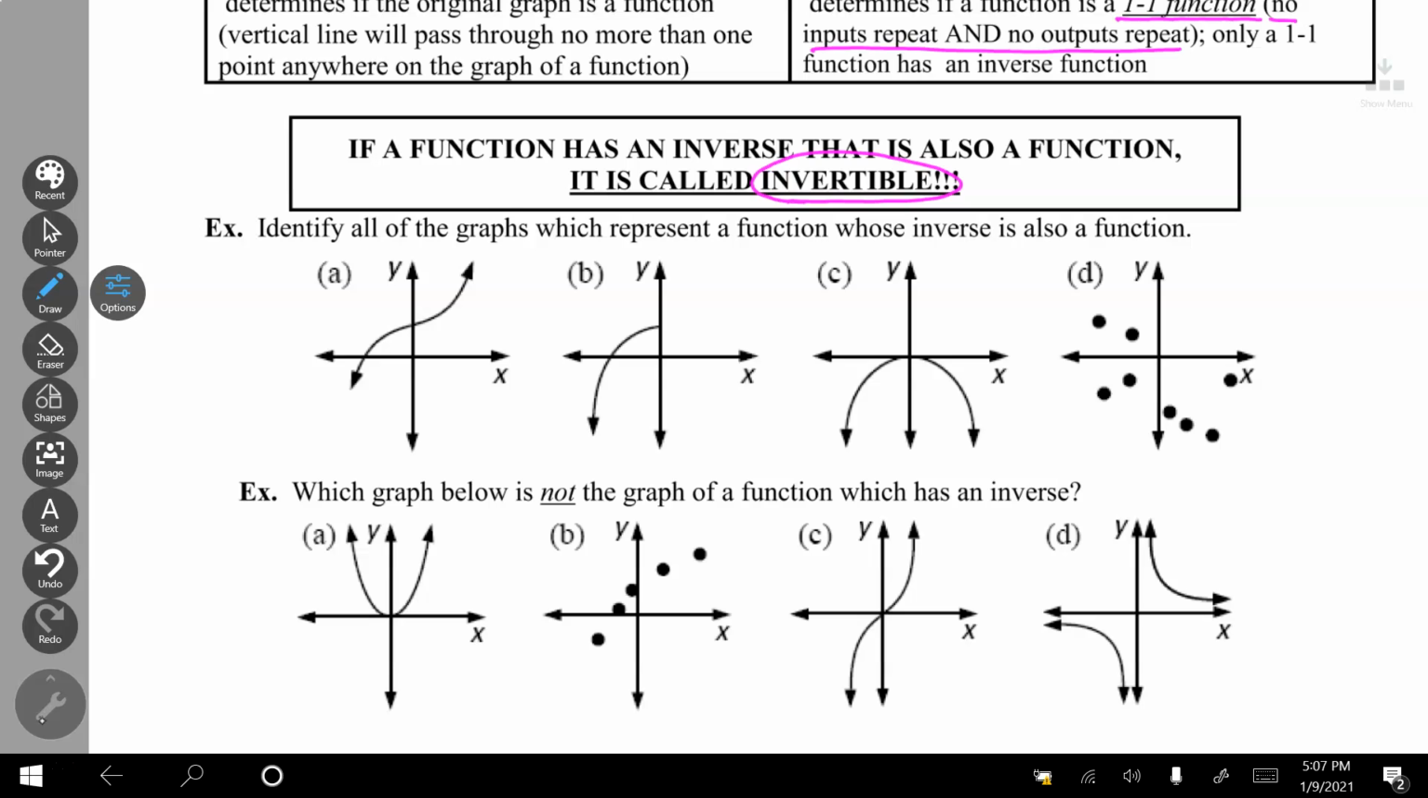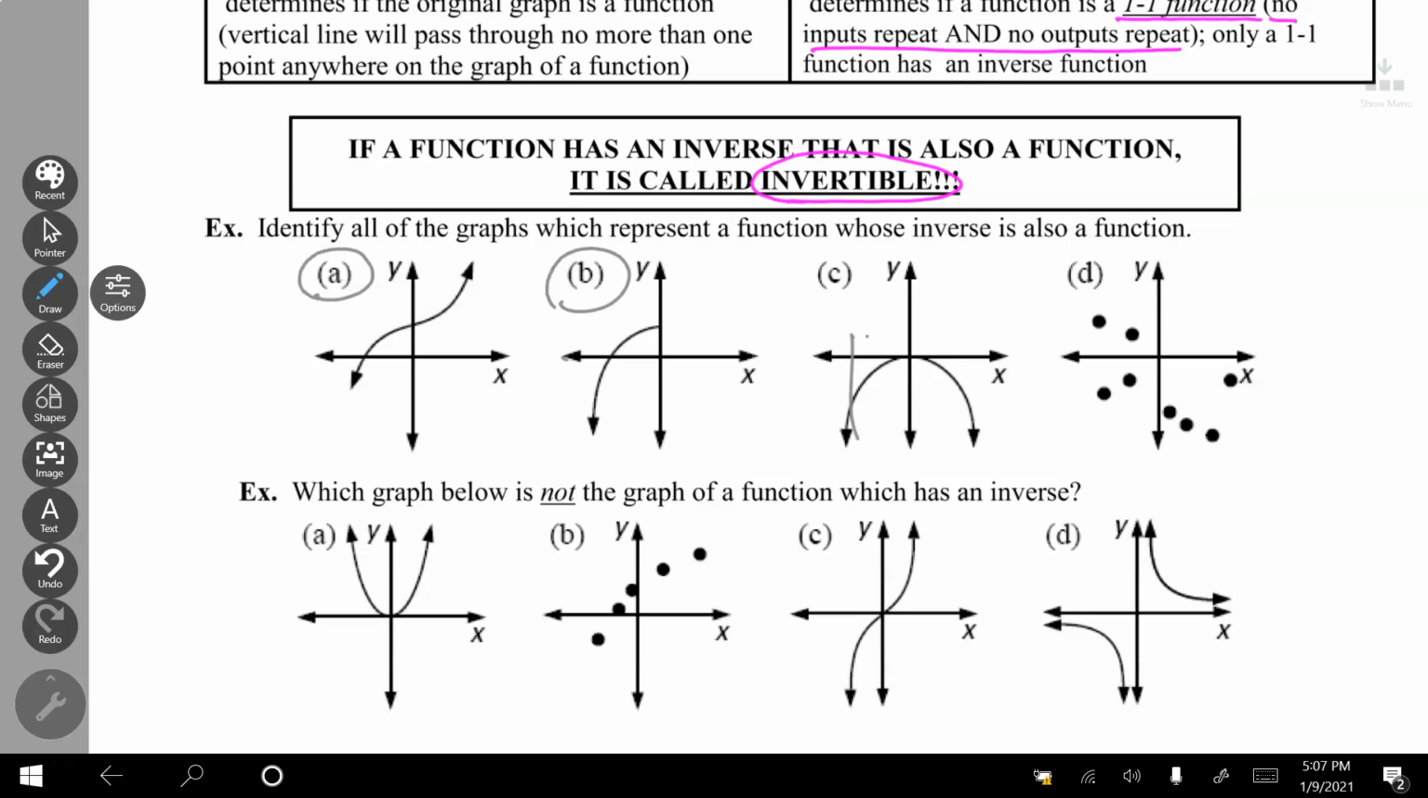So looking at these graphs, I'm going to pick something very light. Obviously this passes the vertical line test, it's a function, and then I can do the horizontal line test, it passes that. So altogether it passes both the vertical and horizontal line tests, so this is a function whose inverse is also a function. This passes the vertical line test, so we know it's a function. It passes the horizontal line test, it is also a function. So again, we have something that is a function whose inverse is also a function.